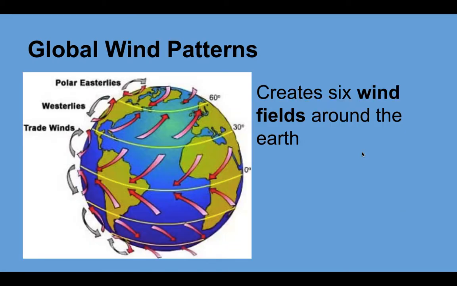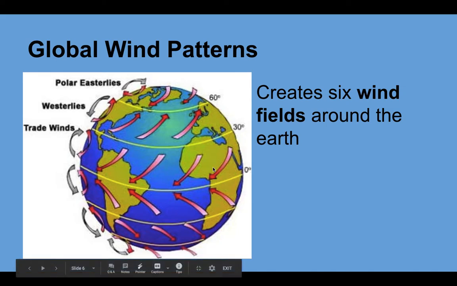So it creates these wind patterns. They're in six what we call wind fields around the Earth. But basically they are just loops of air that is heating at our surface, rising up, cooling, falling back down, and going. And they pretty much fit in those latitudes that we talked about for our temperature ranges and our climate zones.